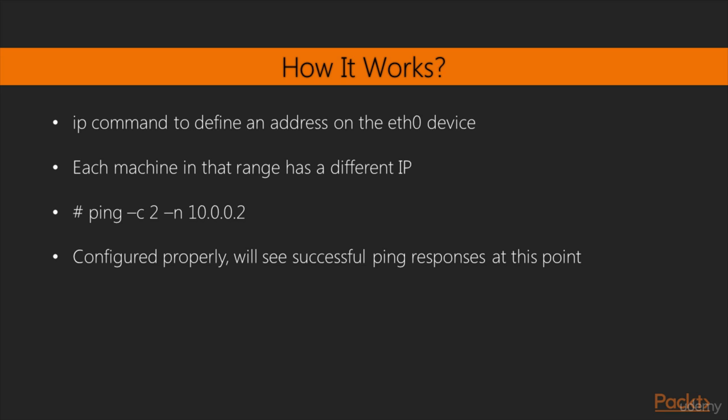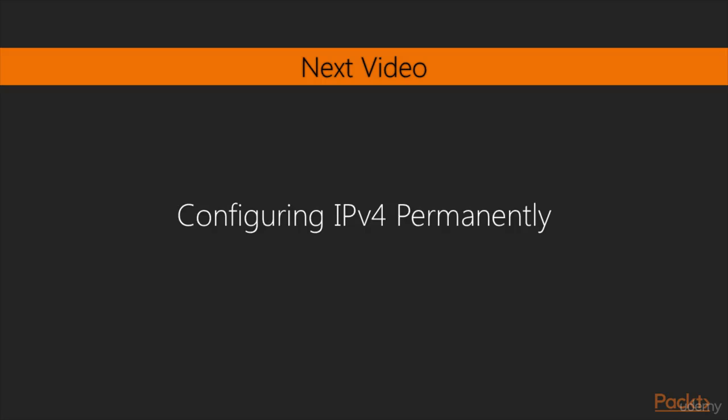Log in to 10.0.0.1 and run ping -c2 10.0.0.2. If everything is configured properly, you'll be able to see successful ping responses at this point. Nice! In this video, we dealt with configuring IPv4. In our next video, we will deal with configuring IPv4 permanently.